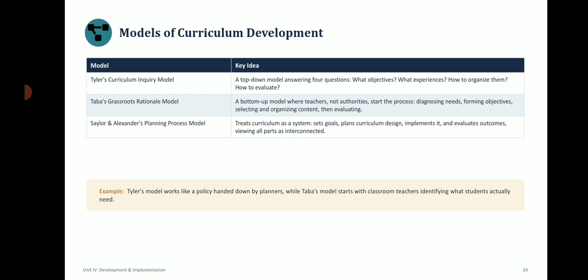Okay, so we do have the models of curriculum development. Why are the models needed, do you think? So there is Taylor's model, Taba's model, and Saylor and Alexander's model, right? So why do we need these models?